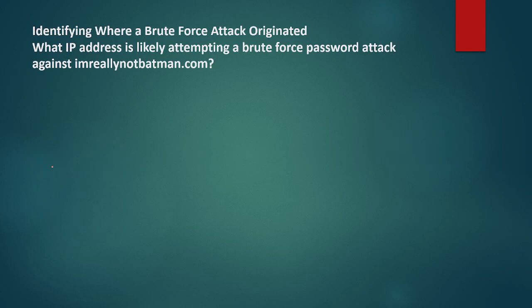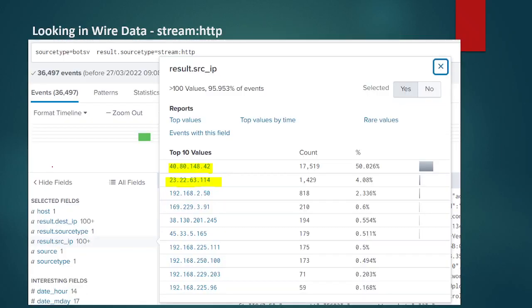So we will start from this. We will also be looking at some other data sources, and we will try to answer this very question: where did a brute force attack originate from? Again, we are looking at stream data, or wire data. We already identified these two particular external IP addresses as our source IPs.